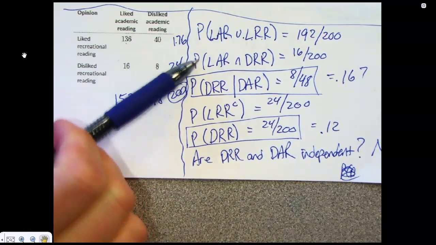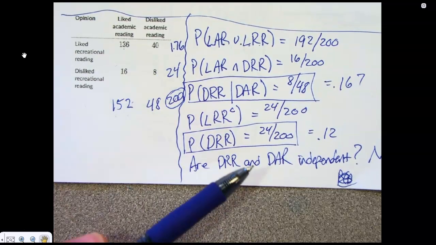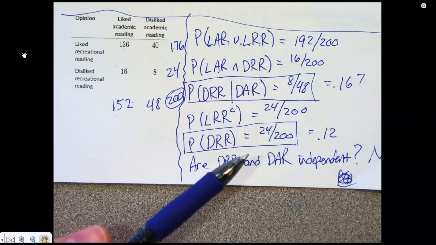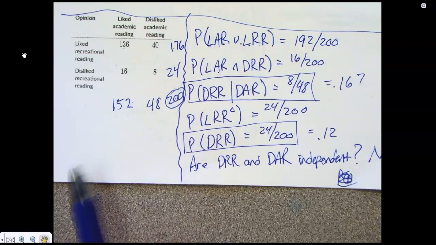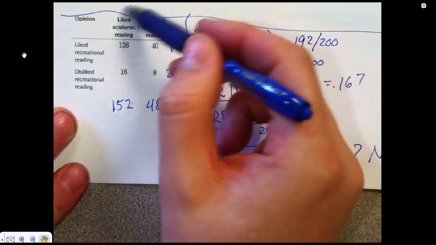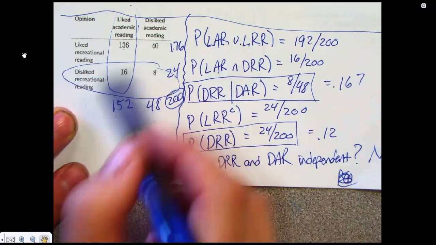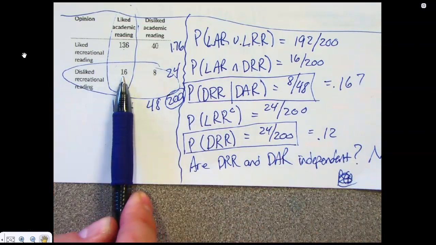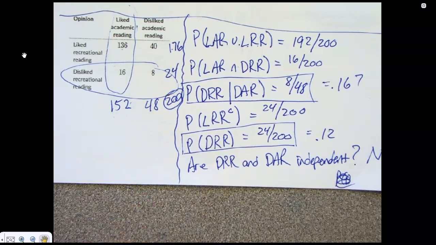The second one? This one? Yeah. I think I added them and then took them out of 200. So if it's ands, you're just looking at where they overlap. So liked academic reading is here, disliked recreational is here, and the only one that's in both of those groups is that 16. You know what I'm saying? Does that help with what I did?